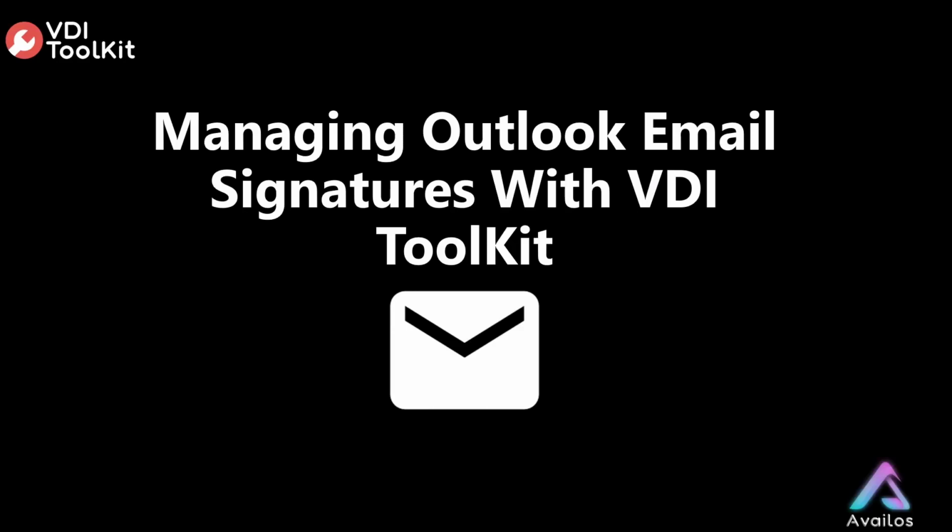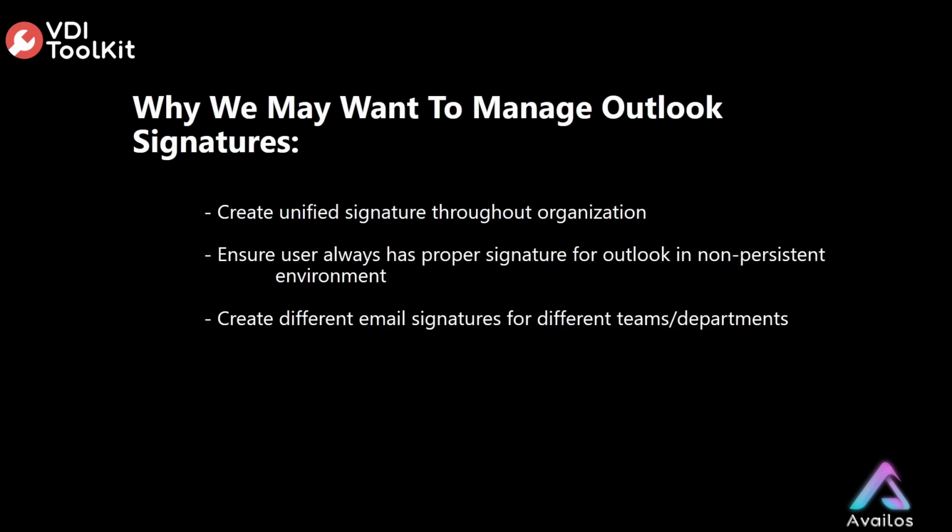In this tutorial, we will be demonstrating how easy it is to manage Outlook email signatures within your virtual desktop environment using the VDI ToolKit. While we may want to manage Outlook signatures, first, you may want to create a unified email signature throughout your organization for uniformity. Many times with virtual desktop environments, this can be a pain point, especially in non-persistent environments. Lastly, you may want to be able to create custom email signatures for different teams or departments within the organization.